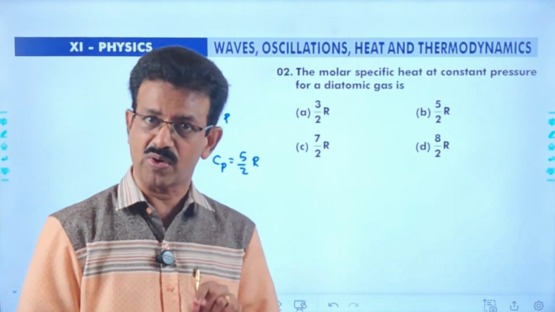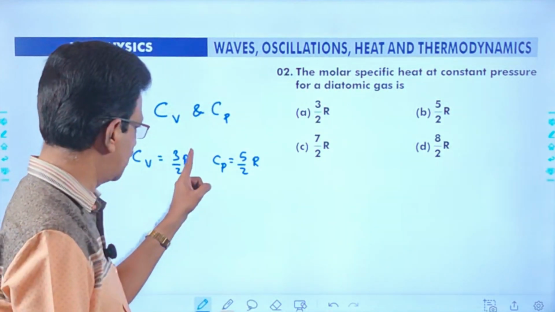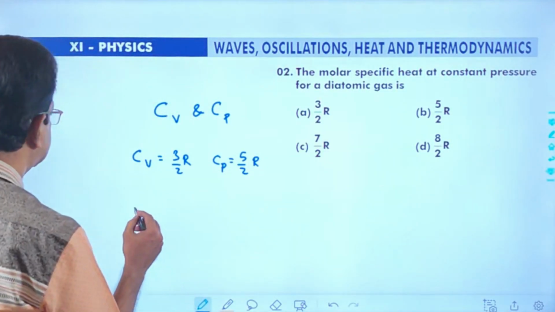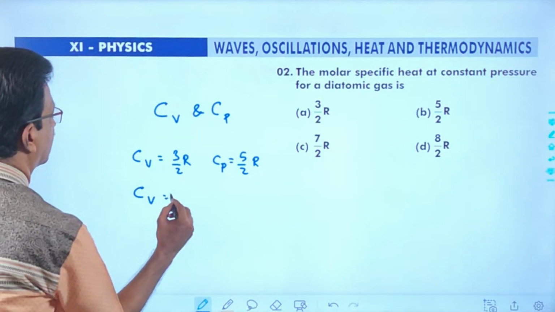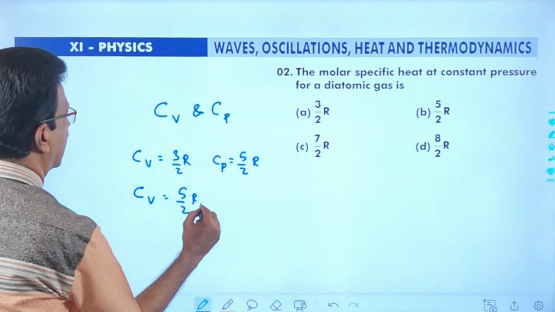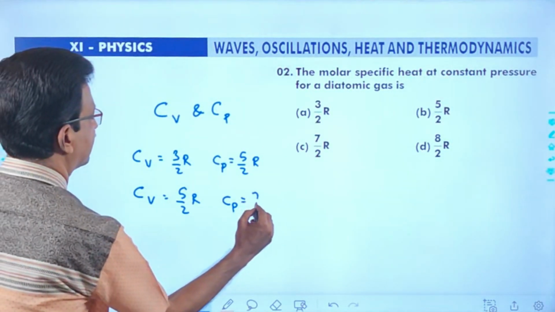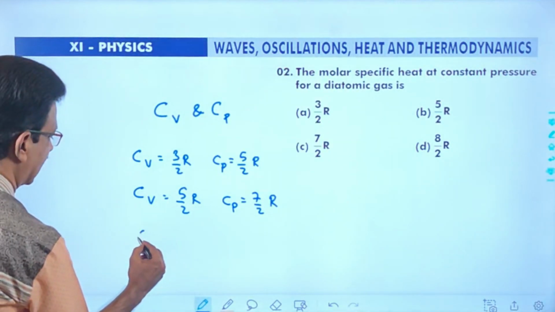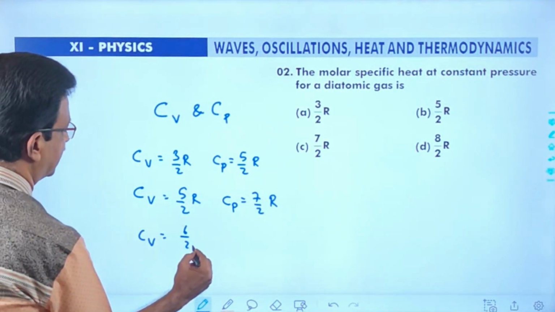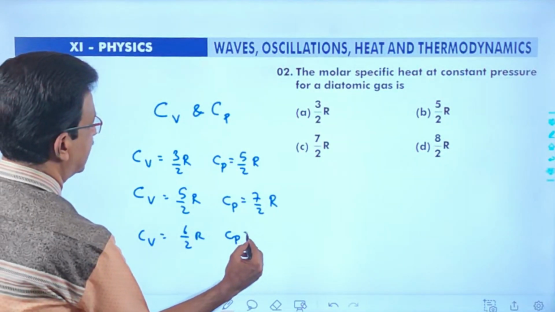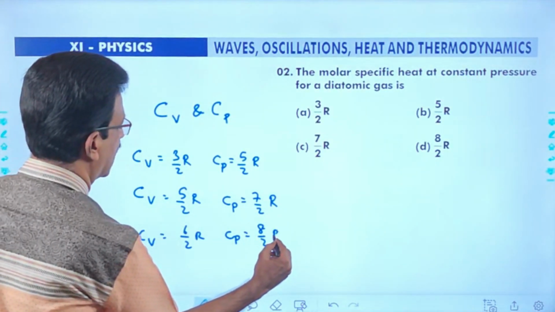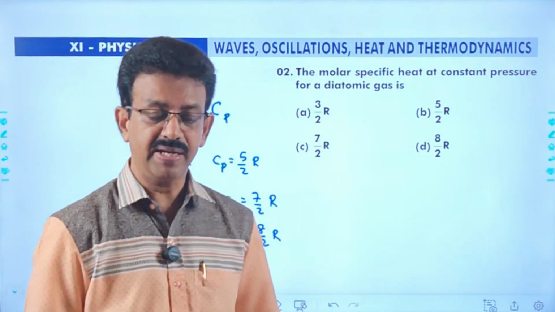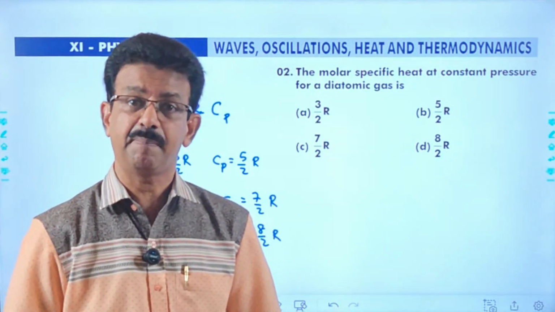For a monatomic gas, Cv is 3 by 2 R and Cp is 5 by 2 R. For a diatomic gas, Cv becomes 5 by 2 R and Cp becomes 7 by 2 R. And under normal conditions, for a triatomic gas, Cv equals 6 by 2 R and Cp equals 8 by 2 R. That is, for different gases, different formulas will be obtained for Cp and Cv also.